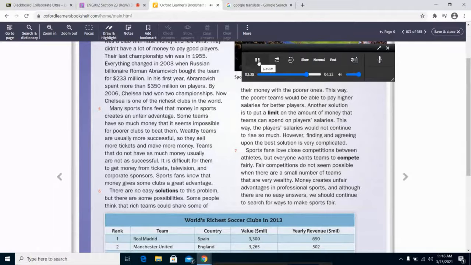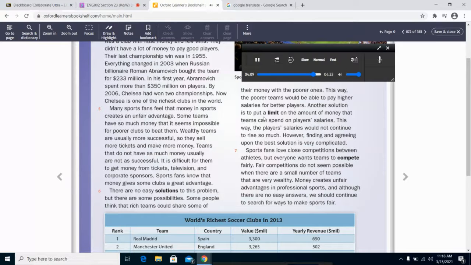There are no easy solutions to this problem, but there are some possibilities. Some people think that rich teams could share some of their money with the poorer ones. This way, the poorer teams would be able to pay higher salaries for better players. Another solution is to put a limit on the amount of money that teams can spend on player salaries. This way, the player salaries would not continue to rise so much. However, finding and agreeing upon the best solution is very complicated.